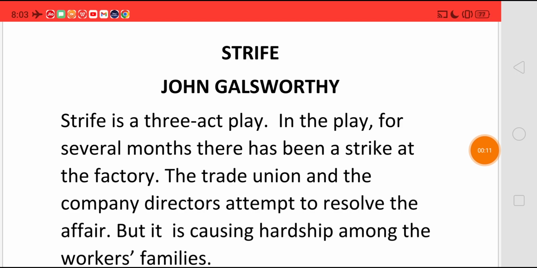This is a three-act play, and in the beginning of the play, we come to know that in a factory, there is a strike going on for several months. The trade union and the company directors attempt to solve the problem. But this strike is causing a lot of hardship among the workers' families. In fact, many of them are suffering due to hunger.